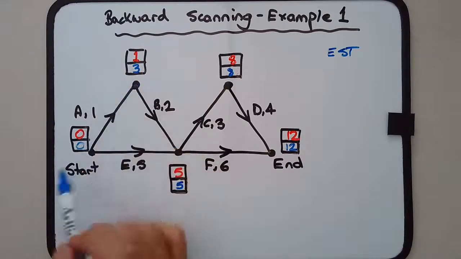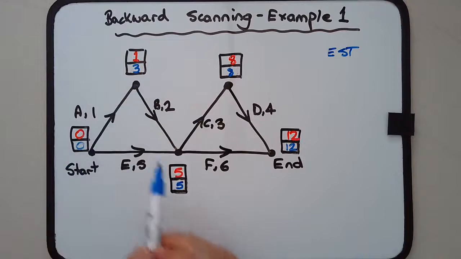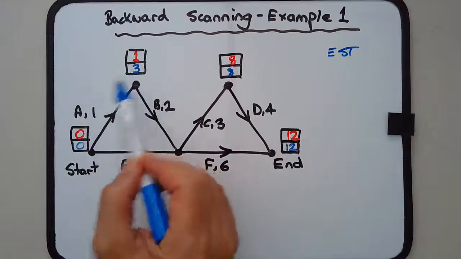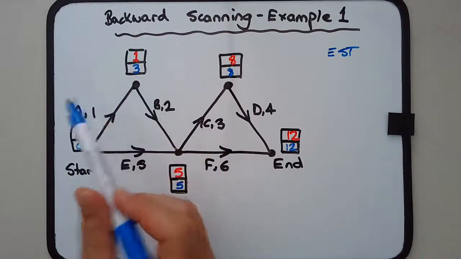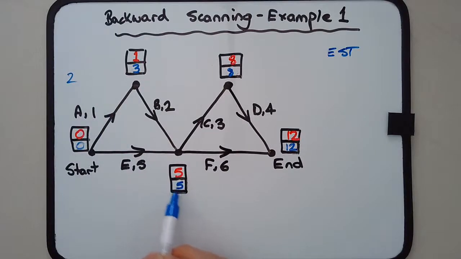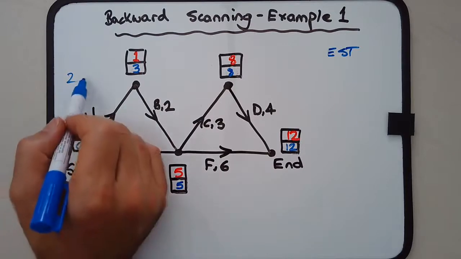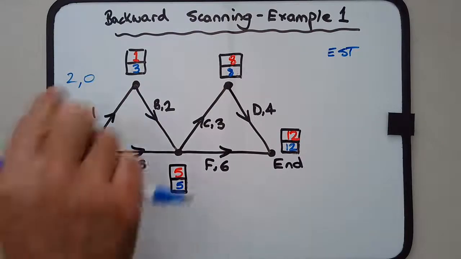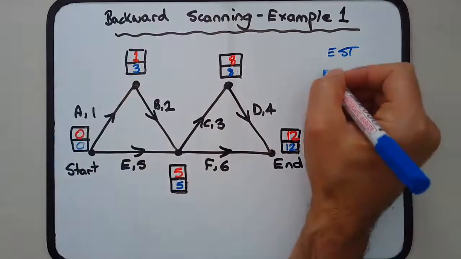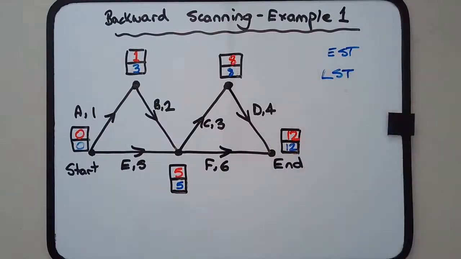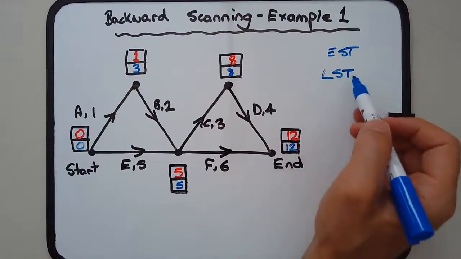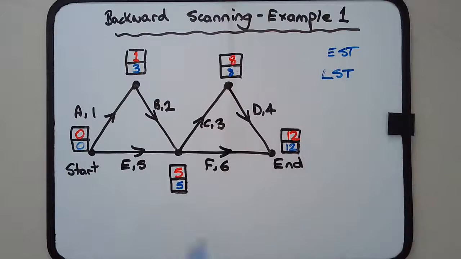Now going to the start, the blue number has to be a 0. Just to show you why, 3 minus 1 gets us back to the start. So going through activity A, 3 minus 1 is 2. We also have this number here from this vertex going through activity E. 5 minus 5 is 0. Again, we choose the lower of the two. It's going to be 0. And that's how we do backward scanning. We use backward scanning to work out something called LST, which is latest start time, versus earliest start time when we're doing forward scanning.